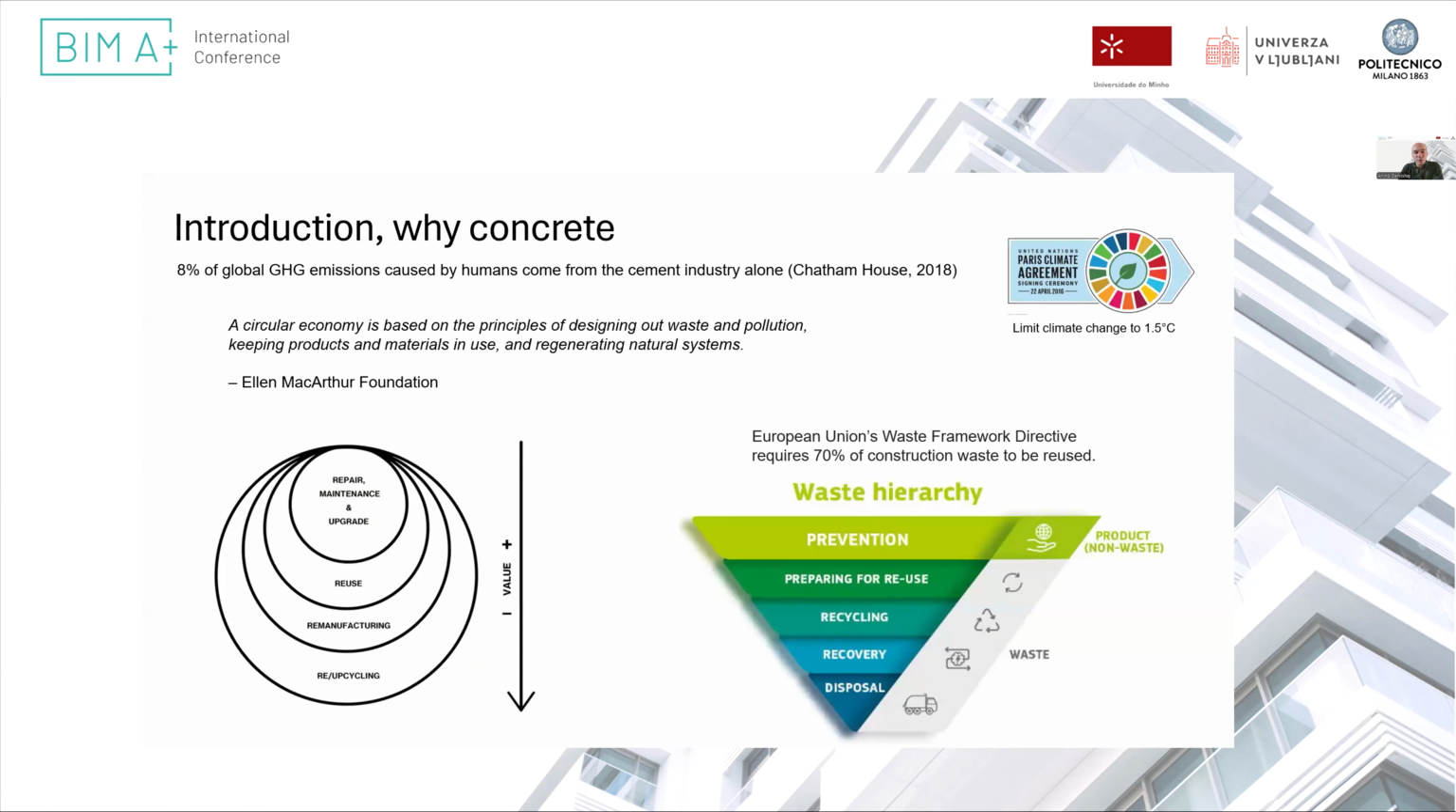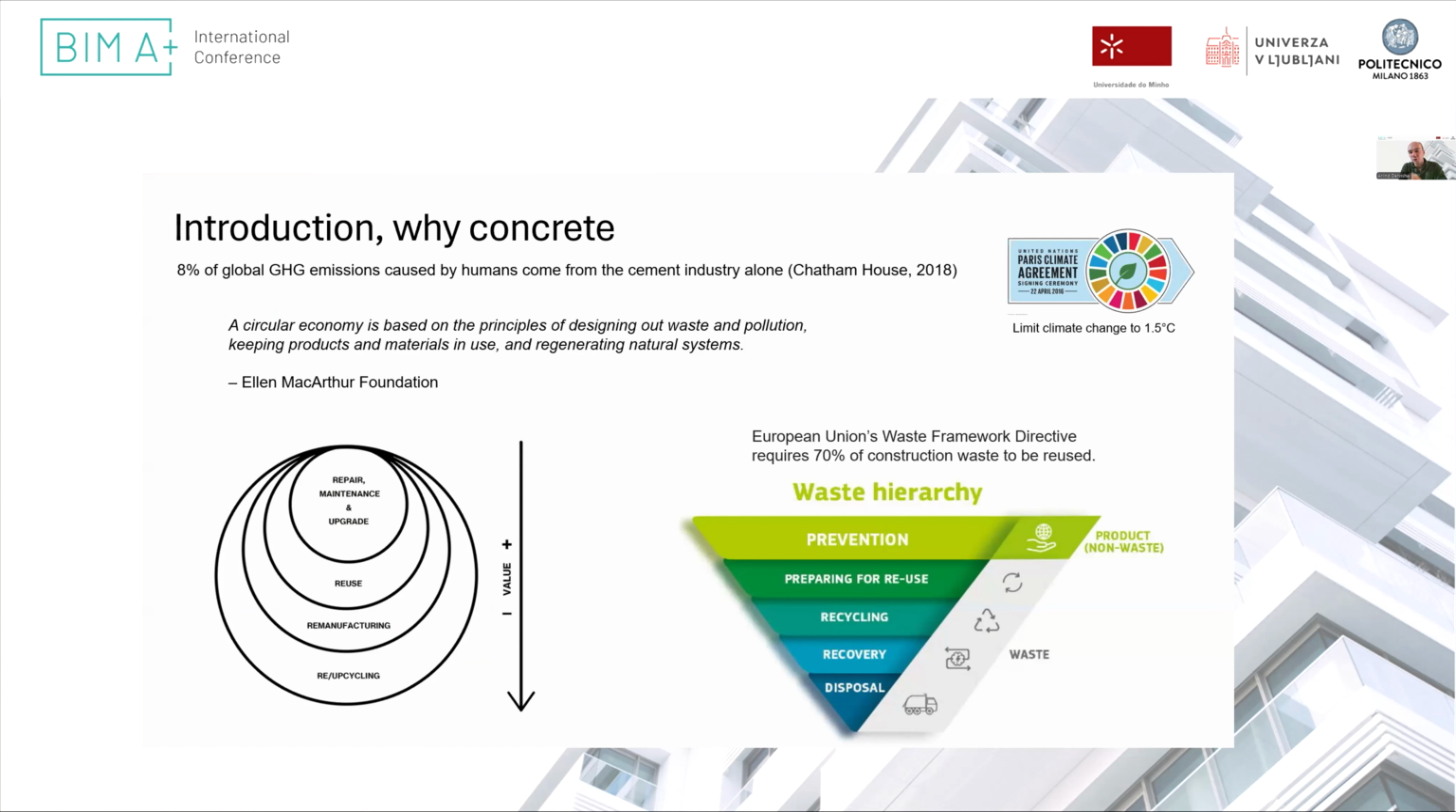And why are we focusing on concrete? Because concrete and cement are responsible for most of the CO2 emissions, around 7 to 8 percent of global greenhouse gas emissions.